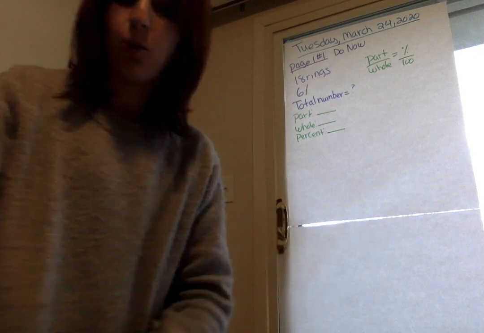It says Guadalupe has a ring collection. She keeps 18 rings in a box, which is 6% of the ring collection. What is the total number of rings in Guadalupe's ring collection? You must use a proportion to solve.